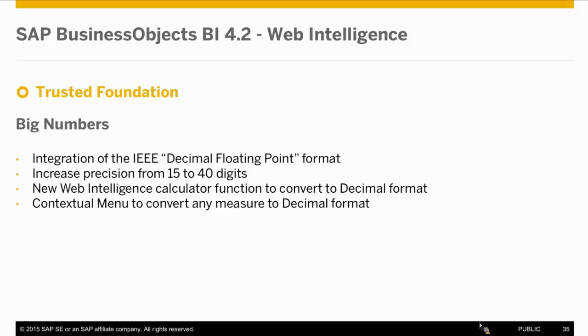So we adopted the decimal floating point format, enabling a precision of 40 digits, and by that enhancing the calculation engine to calculate numbers that are considered big numbers, so over 16 digits in a number. We also added some functions to convert into the decimal format, and a contextual menu to convert a measure into a decimal format to consume this new way of calculating large decimal numbers.